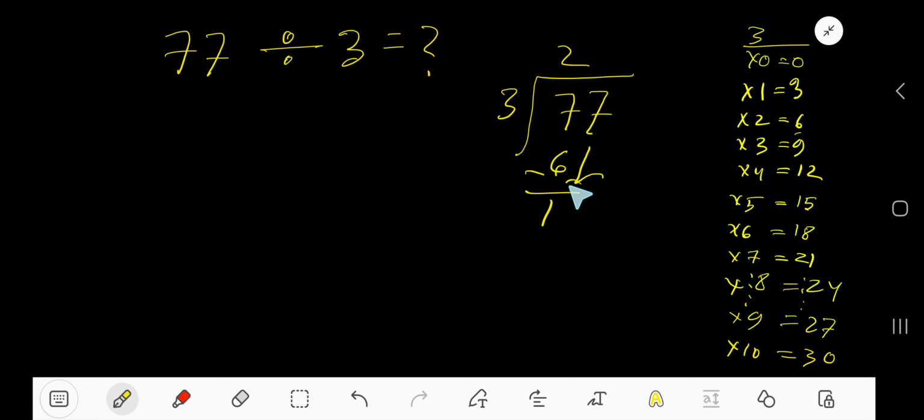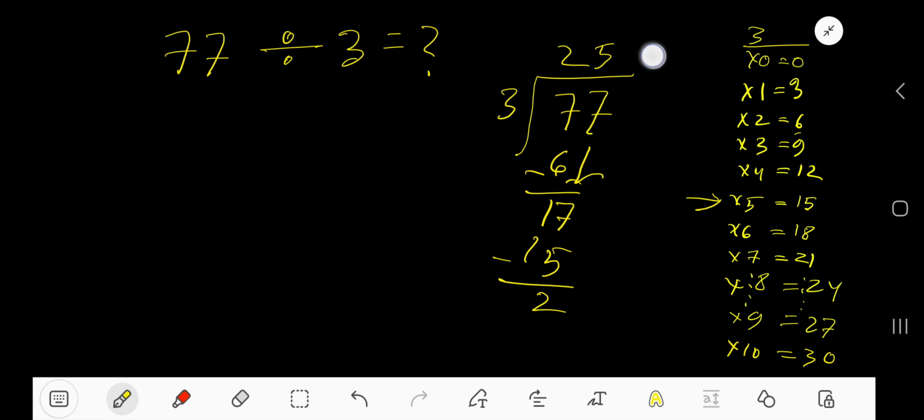Subtract, get 1, bring down another digit, 17. 3 goes into 17 how many times? 6 times 3 is 18, which is too big, so 5 times. 5 times 3 is 15. Subtract, get 2. So 25, remember, 25 is your answer.